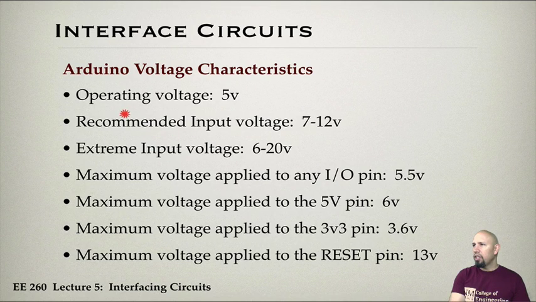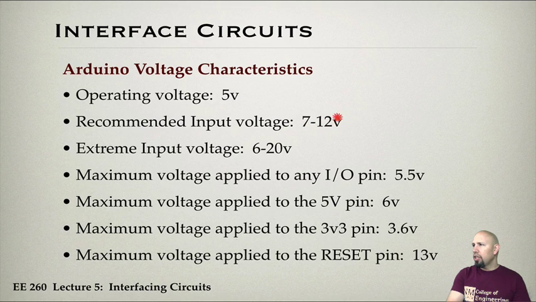Operating voltage is 5 volts. That's what it operates on. It's a TTL level. This is the Arduino Uno. If you go to another Arduino, like the Arduino Due, you'll find that it works with 3.3 volts. So a little bit different, but anyway.